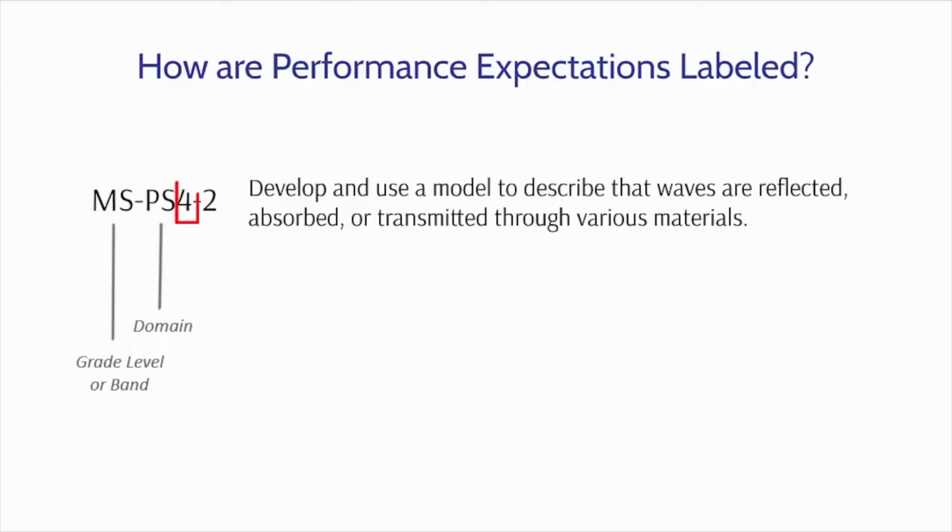The next number in the code designates which disciplinary core idea the performance expectation falls under. Here, PS4 means that this performance expectation is for physical science and is related to the disciplinary core idea PS4. The last number differentiates the performance expectations that fall under the same disciplinary core idea. There are 3 middle school performance expectations that fall under the core idea PS4, and since this has a 2 at the end, it is the second performance expectation in PS4.